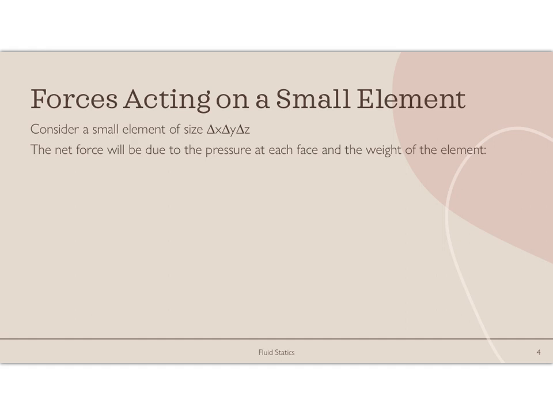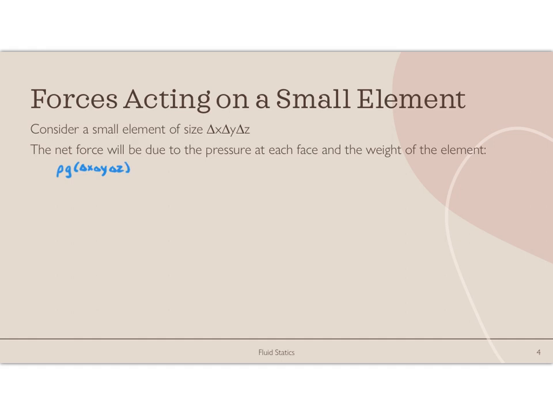So let's consider the forces acting on a small element. We're going to begin by looking at a small element of volume delta x, delta y, delta z. The net force is going to be due to the pressure on each face and the weight of the element. Let's start with the weight of the element. That's probably the easiest. So we'll take the density times the gravitational acceleration times the volume, delta x, delta y, delta z. And then we want to look at the pressure on each face.